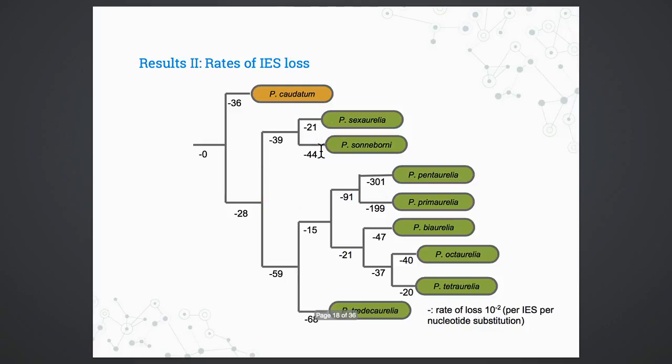We can do the same for the rate of loss of ISs, and again we see that the differences are maybe less pronounced, but still there are some clades with a higher rate of loss, leading to pentaurelia and primaurelia, and I'm not sure why these particular clades have a higher loss. That's something we still have to figure out.